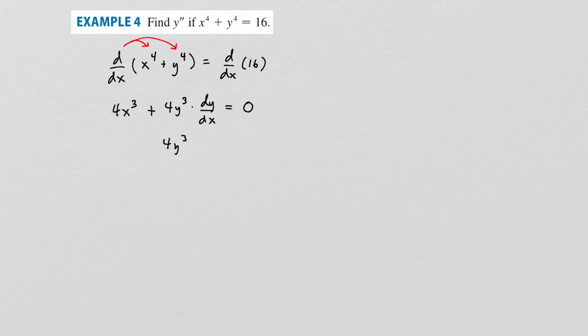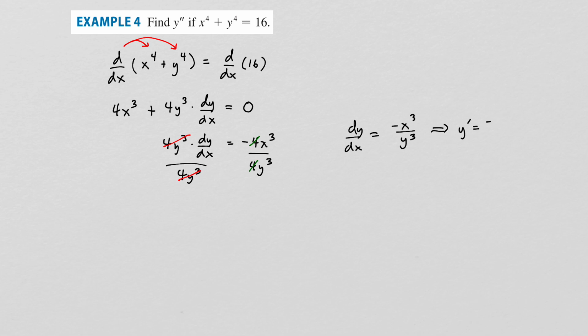Solving for dy dx, we are going to subtract 4x cubed from both sides, and then divide both sides by 4y cubed. When we do this, these cancel out, and we end up getting dy dx equals negative x cubed over y cubed after we cancel the 4's here. So this is the first derivative. And of course, we could also write this as y prime equals negative x cubed over y cubed.